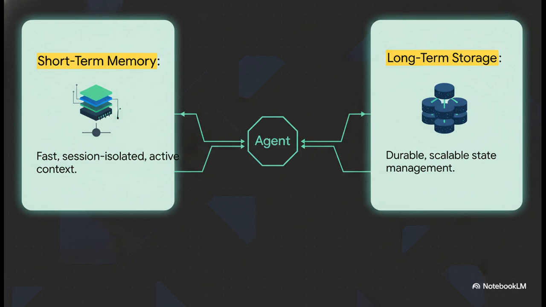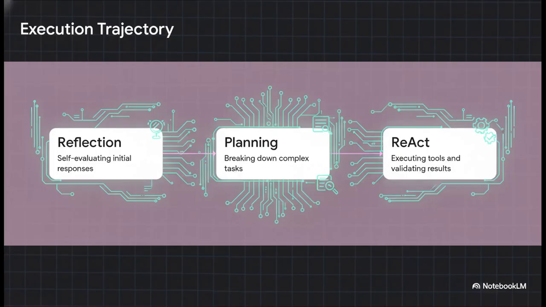On one side, we've got short-term buffer memory. It's extremely fast and strictly session isolated for the active conversational context. On the other side, long-term vector DB storage acts as your durable, scalable state. Without externalizing the state, the second your container spins down, your agent develops instant amnesia, and we definitely don't want that. So how does an agent actually execute a complex task?